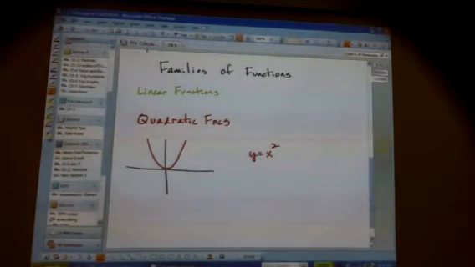What is it about this equation that makes me want to call it a quadratic equation? How will I know it from any other family? The square. The x squared. Okay? Because the highest exponent of x is a 2. That's the reason we call this quadratic.